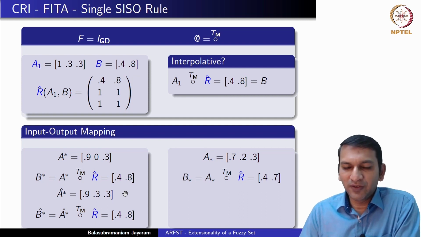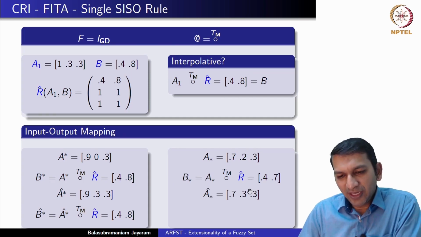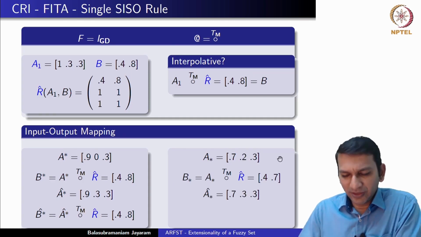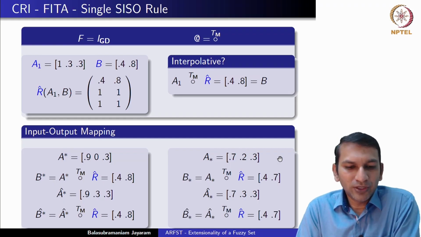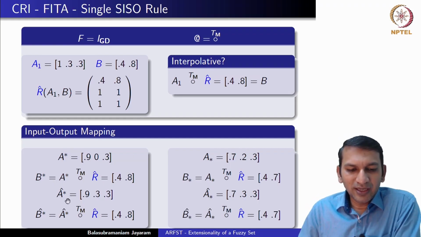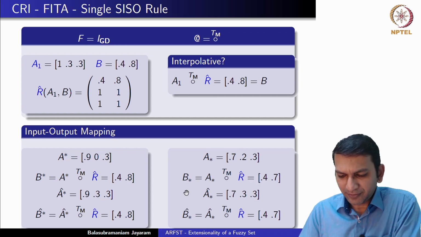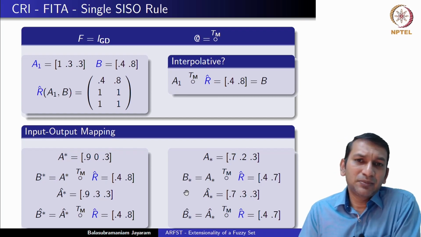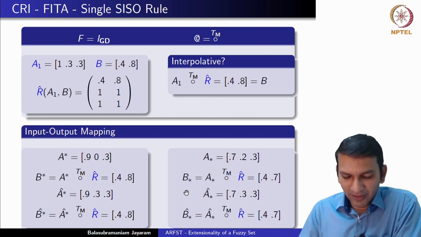We are not discussing interpolativity here because it is not actually A1. But what is interesting is, if you slightly modify this, and instead of 0.2 you use 0.3, we still obtain the same output 0.4, 0.7. So even though A star and A star cap are different, we obtain the same outputs from them. Now you might suspect it is probably because we have an interpolative system.